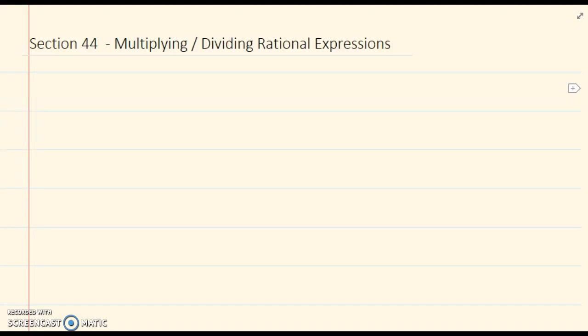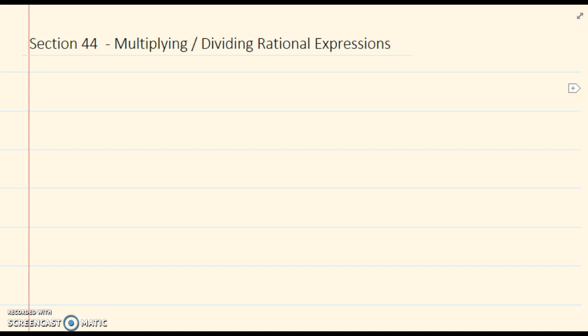In our last video, we looked at simplifying rational expressions. Today, we're going to build upon our repertoire. We're going to take our knowledge of simplifying rational expressions, and now we're going to multiply and divide them. But we'll look at two examples with multiplication, and we'll look at two examples with division.